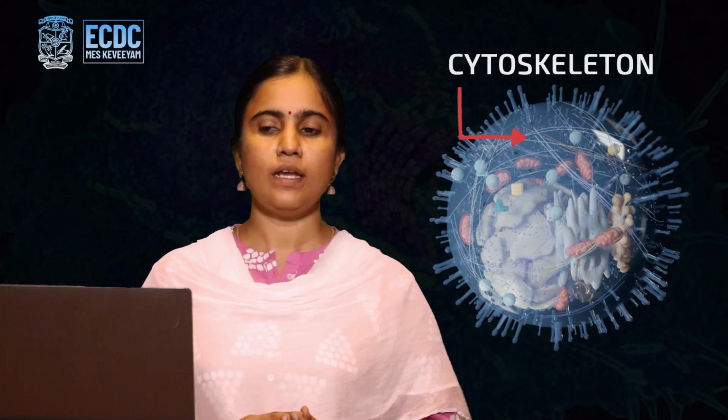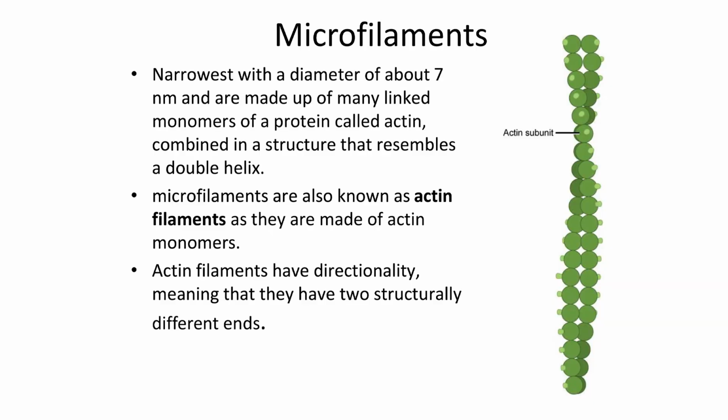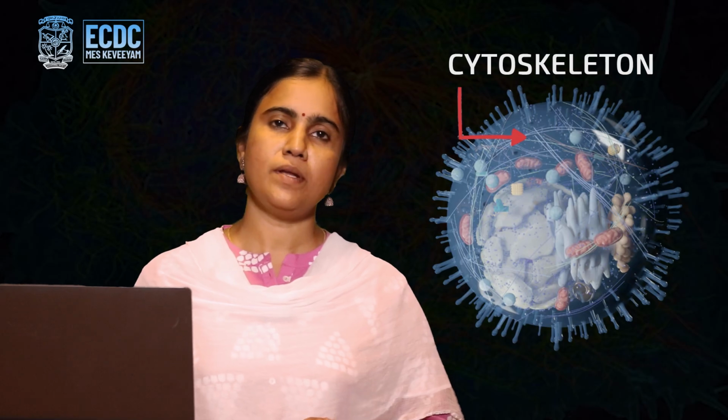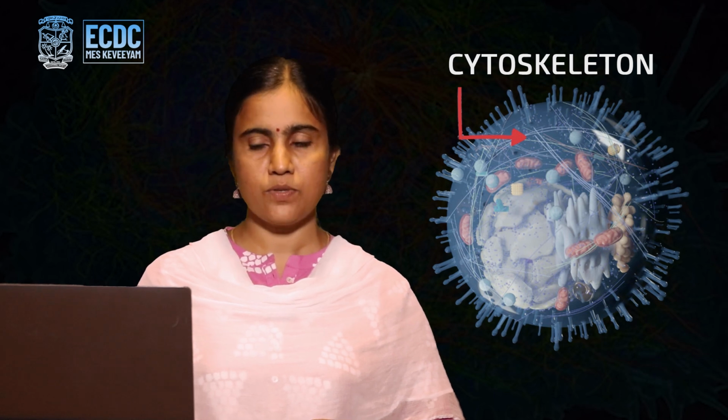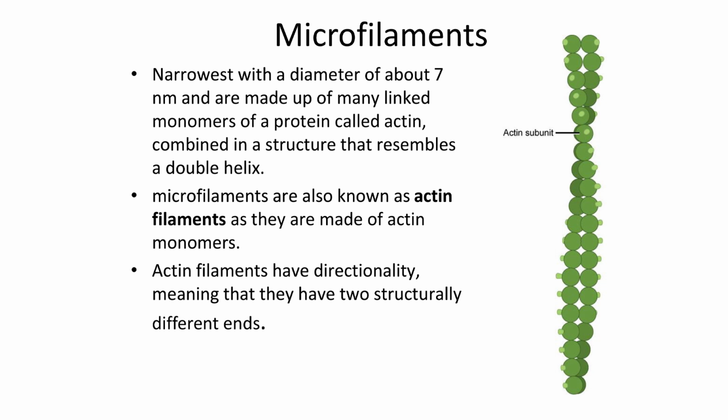These are long, linear, unbranched, solid protein filaments. They are contractile in function. Most of the microfilaments are made up of actin, myosin, troponin, and filamin. Narrowest are these microfilaments. They have a diameter of about 7 nanometers and they are made up of many linked monomers of a protein called actin.